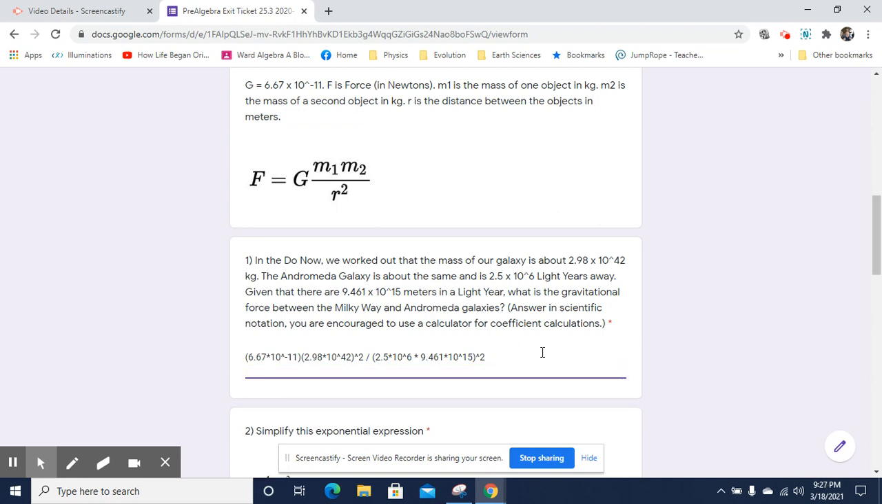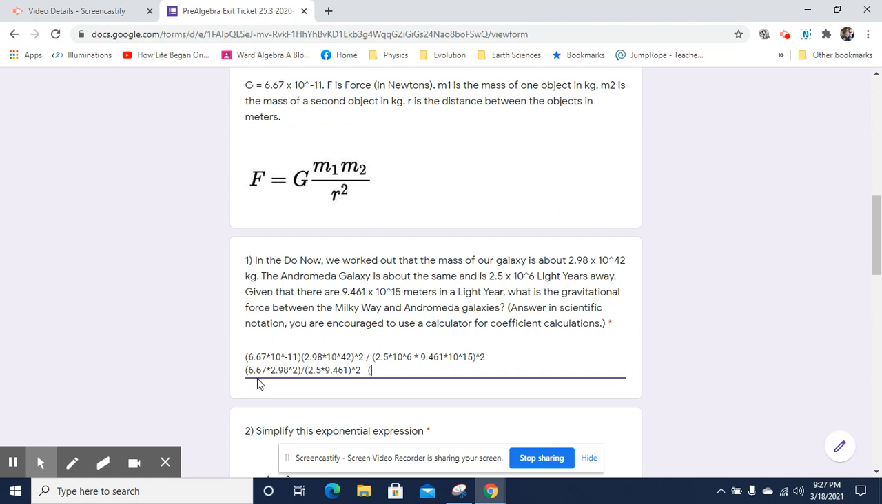Okay. Now, let's start grouping things. We'll start off by grouping the coefficients. So 6.67, and that's going to be times 2.98, which is going to be squared. And that's all going to be divided by, in parentheses, 2.5 times 9.461, and that's also squared. That's the coefficients. Now we'll organize the powers.